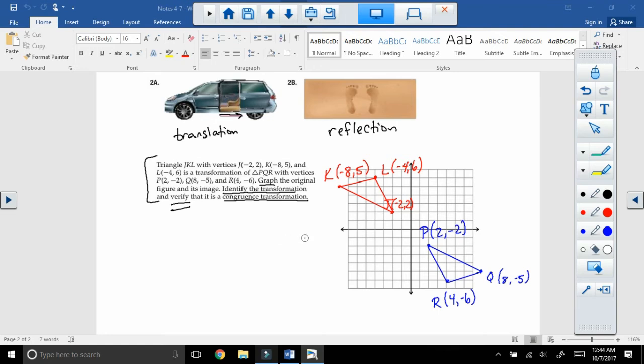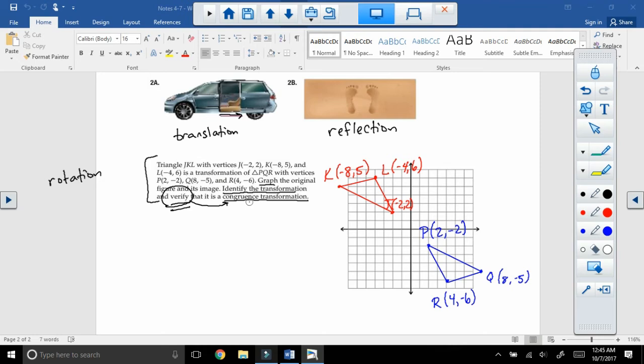Okay, here we are back again looking at this. I already did the graph. We need to identify the transformation. This one is a rotation, so I would make sure that I write that down. But then the most important part would be the verification. To show that this is actually congruent, you need to show that these are congruent triangles.